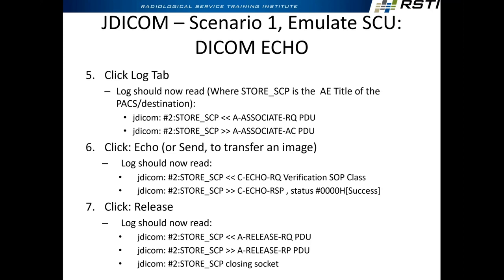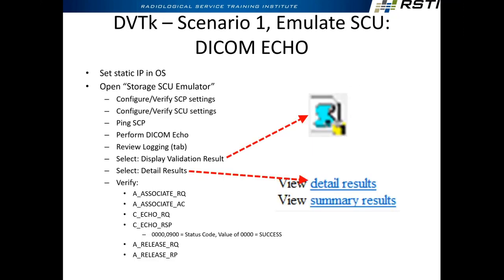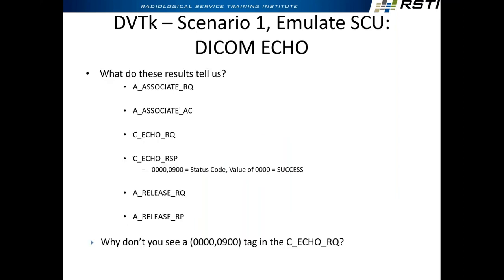It's like 1, 2, 4, 5, 6 right here. The emulator has you click the buttons for connect, echo, release. All that stuff is happening on the fly if you watch this real time on a real PACS. The next couple slides go through DBTK. I'm not a fan of this program, but I included it because it's updated and it's Windows 10 compatible. So you have instructions for it.